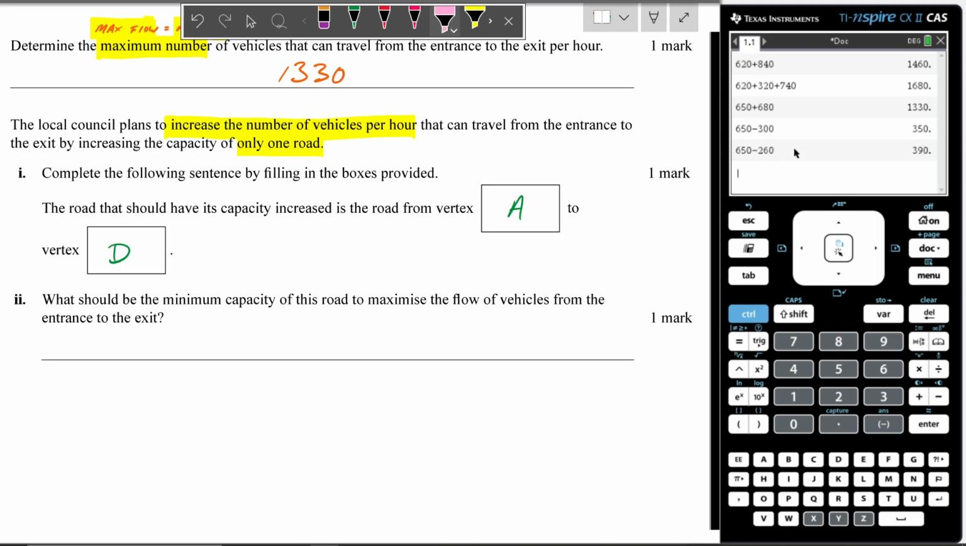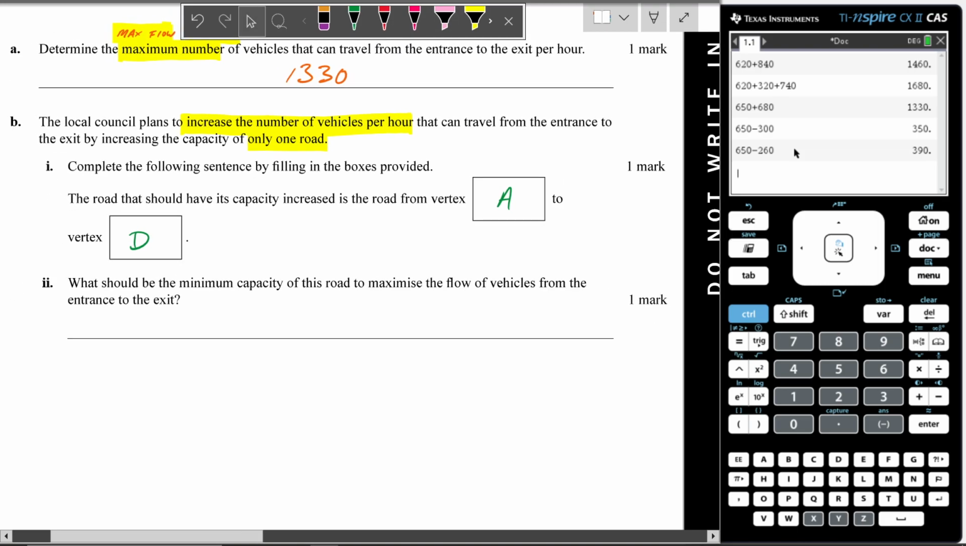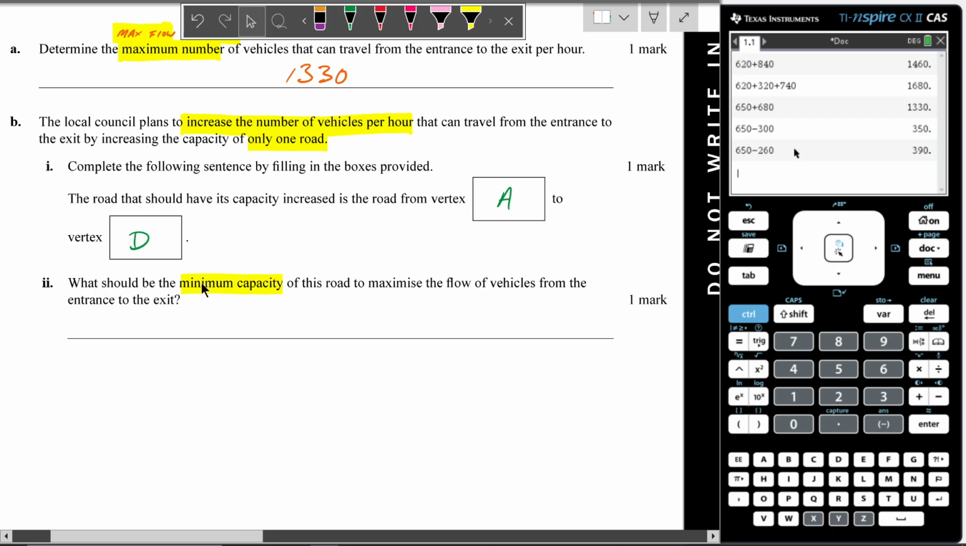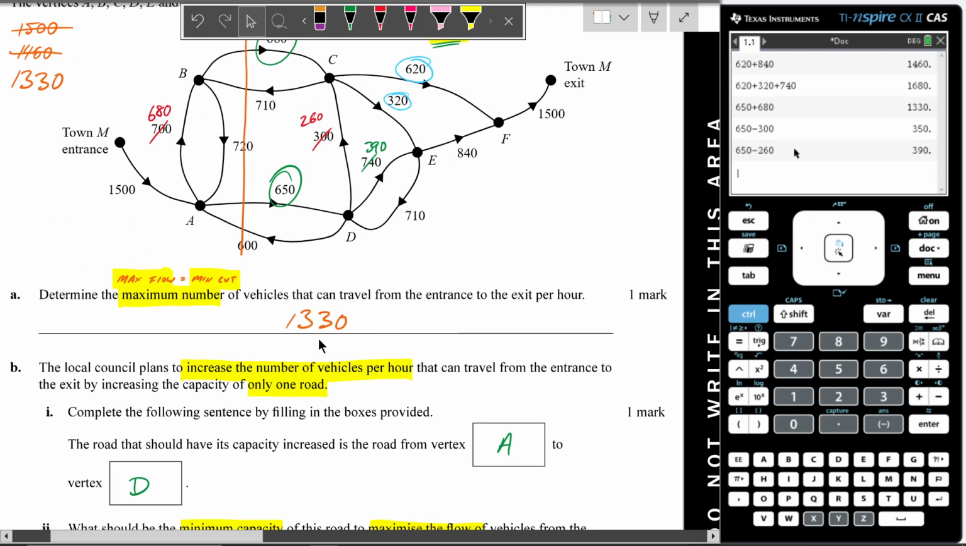You're probably sick of this question. I know I am. It says, what should the minimum capacity of this road, referring to the road from A to D, be to maximize the flow of vehicles from the entrance to the exit? So in other words, what should I increase this by in order to get this to flow as much as possible?